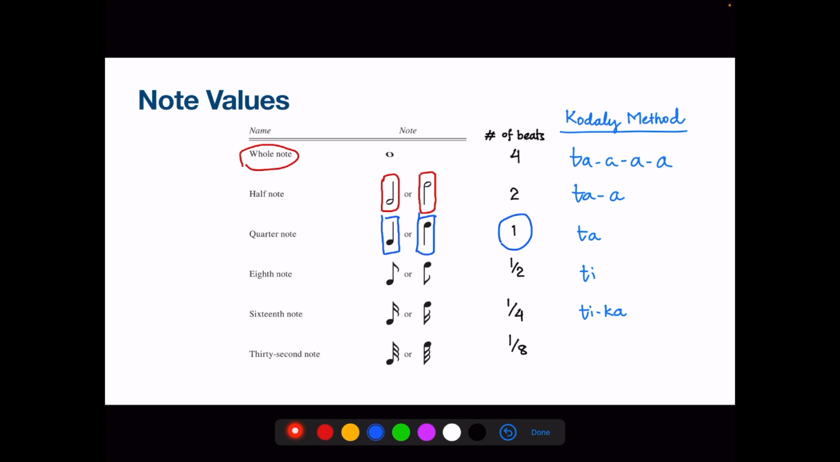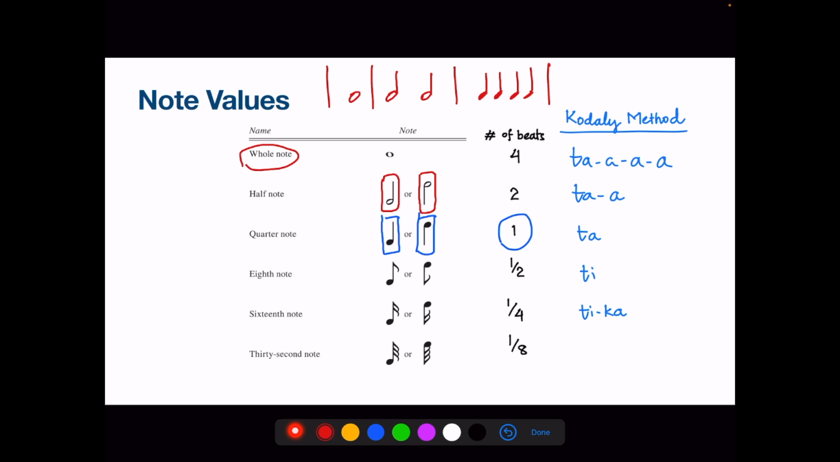So maybe just so that it's a little clearer, let me just write all of these here. Okay, and then I'm going to use what's called bar lines to separate them. And if we were to count this, 1, 2, 3, 4, 1, 2, 1, 2, 1, 1, 1, 1. Okay, so hopefully that gives you a clearer way to understand these different note values.